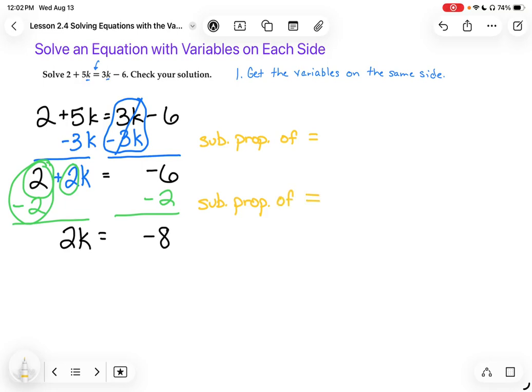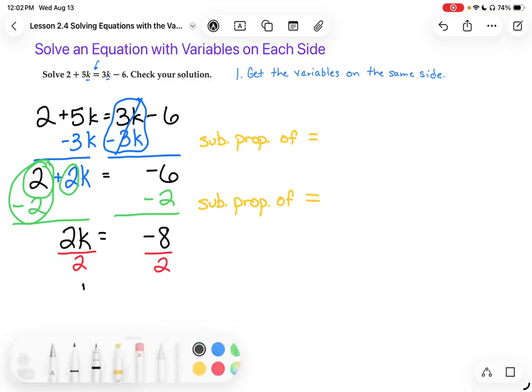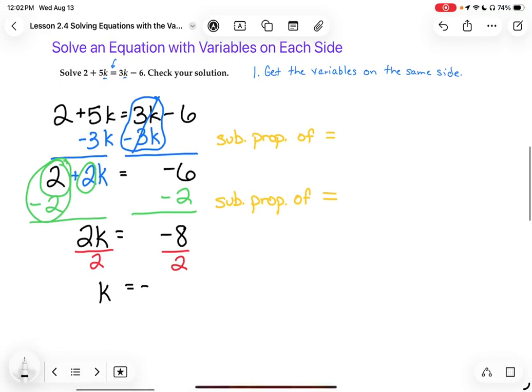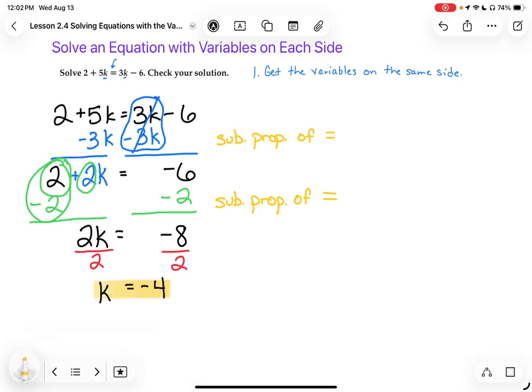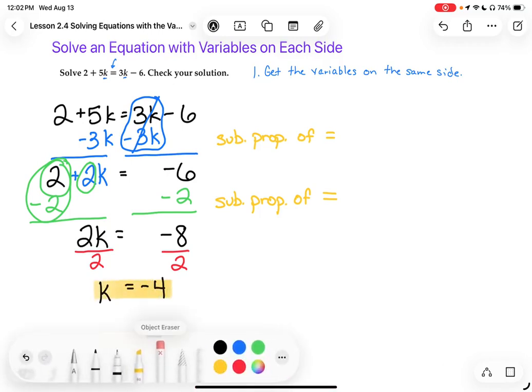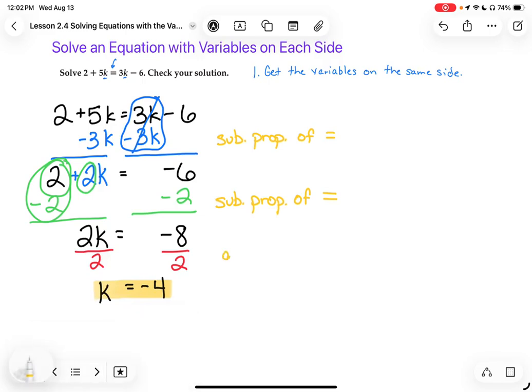Now there's only one step left for us to do. We have 2k, and we want just k. This is 2 multiplied by k, so we're going to divide by 2, because 2k divided by 2 is k, and negative 8 divided by 2 is negative 4. So I believe the answer is negative 4 because of the division property of equality.